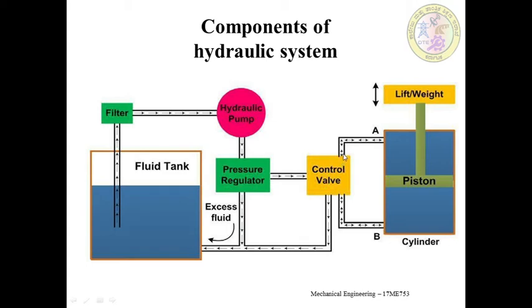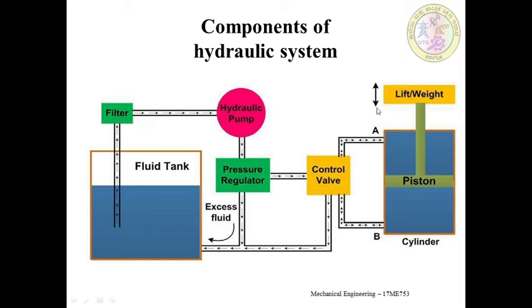pressurized liquid. If it is initially given to port B, the lifting of weight action will take place. Here this is the double acting cylinder, which means the pressurized liquid travels through this valve and reaches B. The pressurized liquid pushes this piston upwards, so the weightlifting action will be completed.